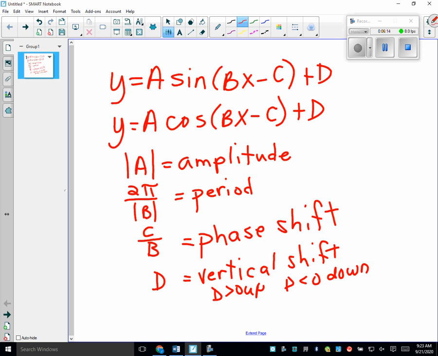Now, the key is your window. What does your window say now? -10 to 10. That doesn't help us, does it? So before we do the window, you've got to know what your period is. Don't we want to graph from the beginning of the period to the end of the period?